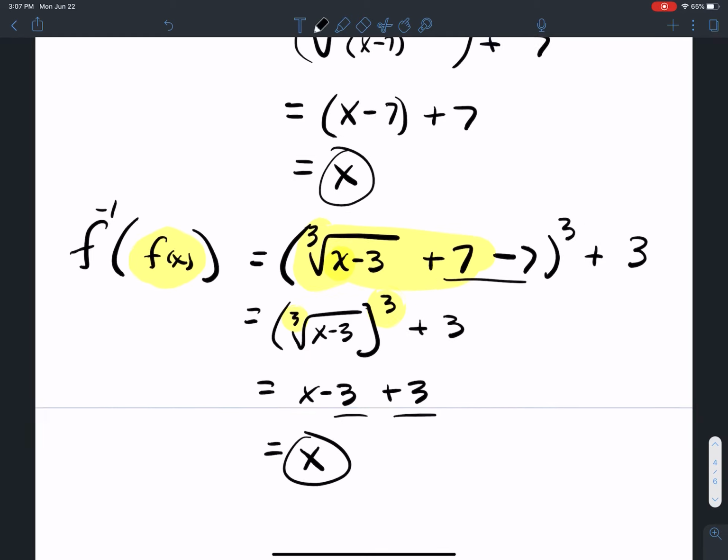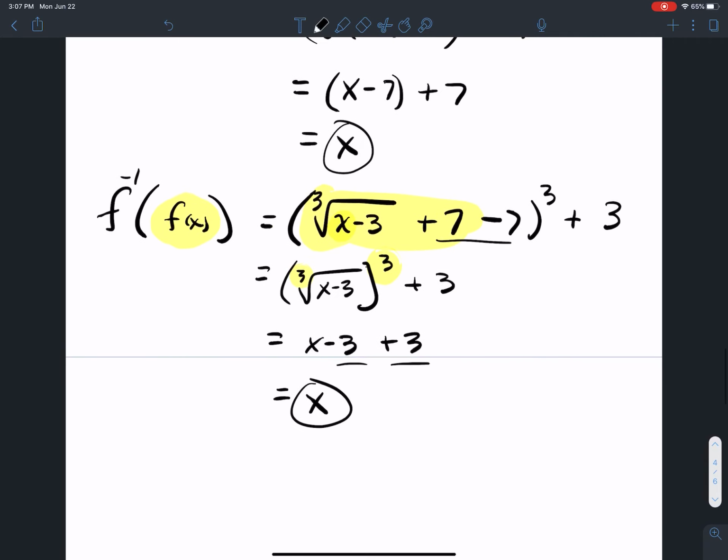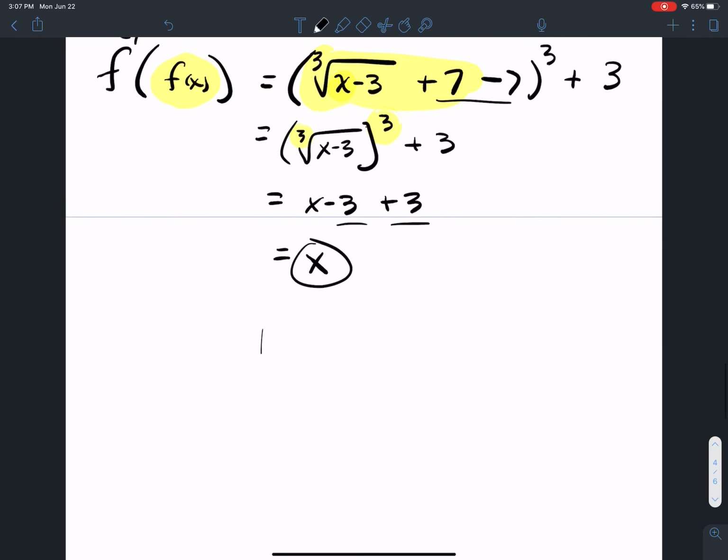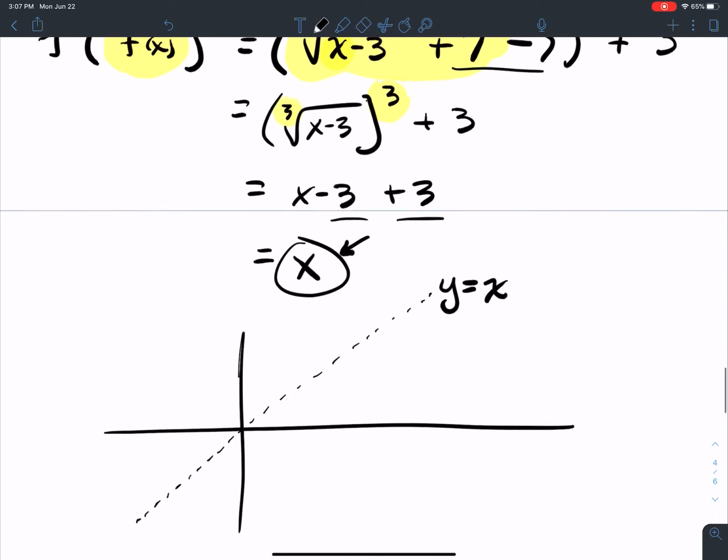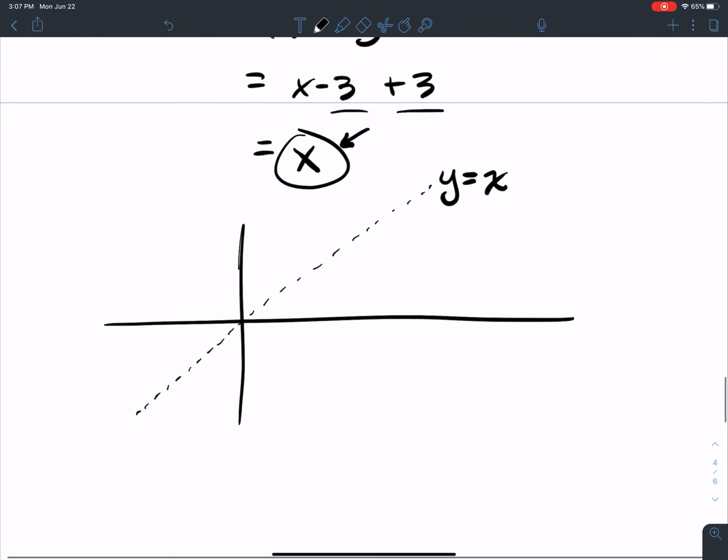All right, very, very interesting here. Basically, when you think about inverse functions, they're reflected across the line y equals x. Why do you think when you compose the two, it produces x? Because it's reflected across this line here.